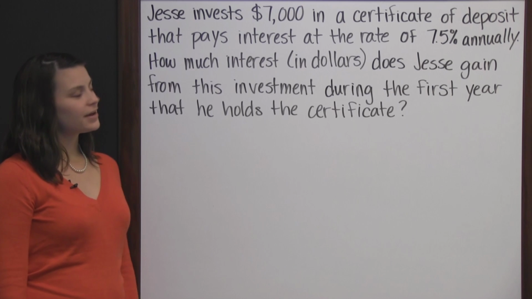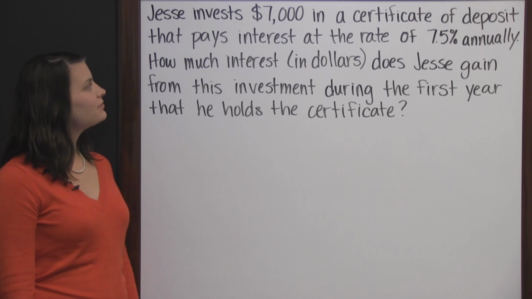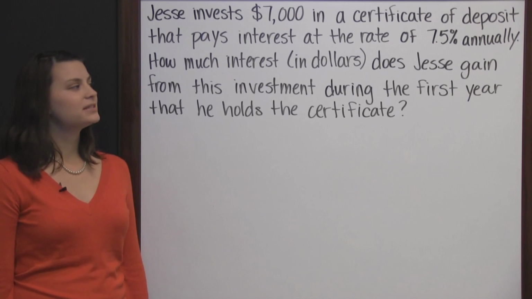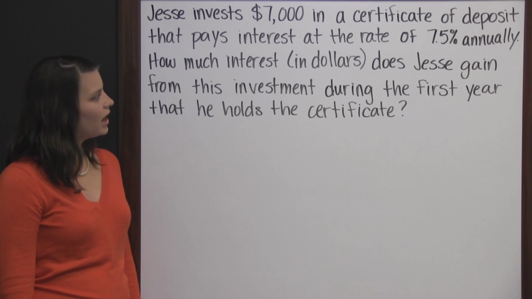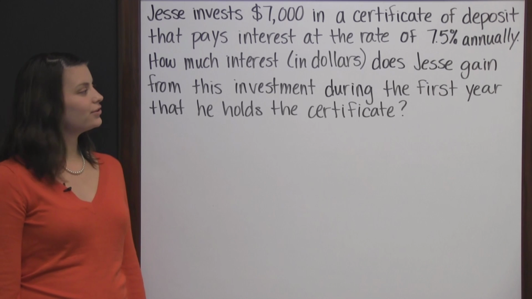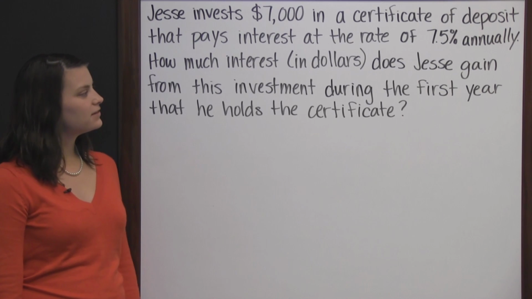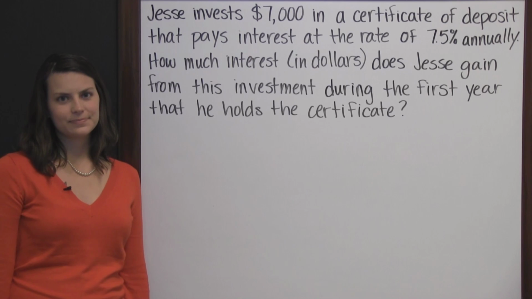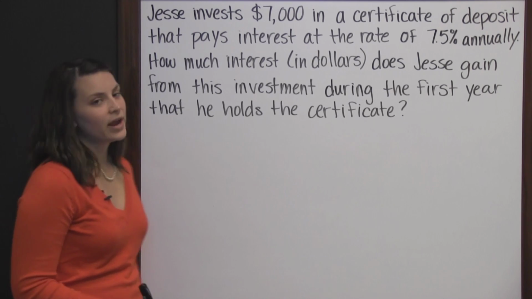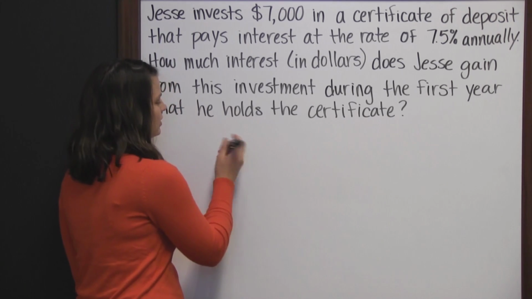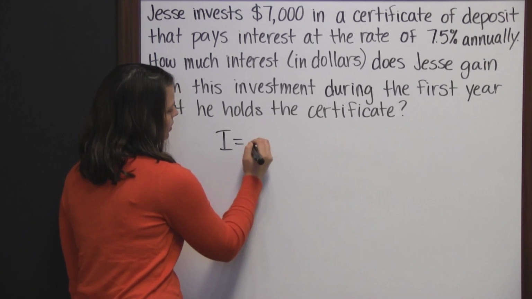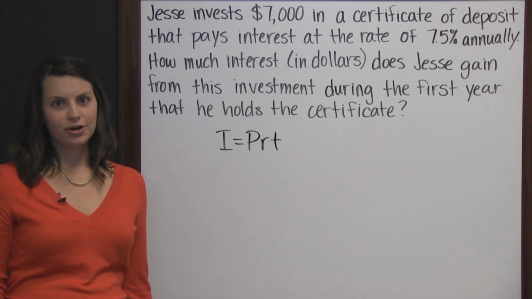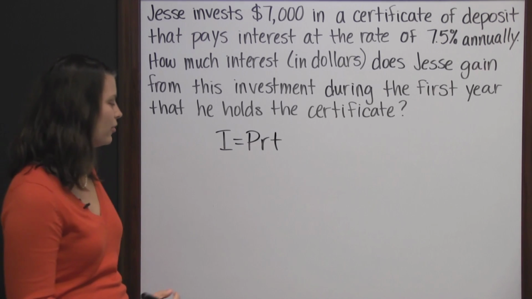Jesse invests $7,000 in a certificate of deposit that pays interest at the rate of 7.5% annually. How much interest in dollars does Jesse gain from this investment during the first year that he holds the certificate? This is a great problem to use this formula on. And some people call it IPRT, just as a way to remember it.